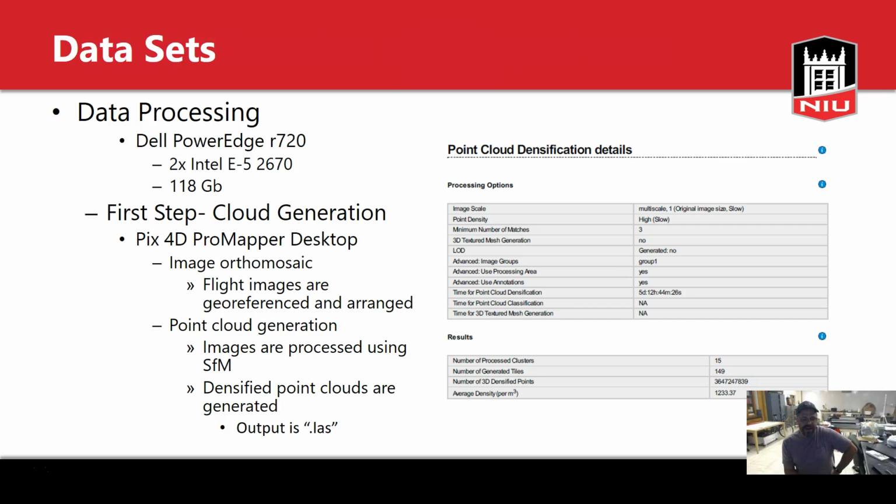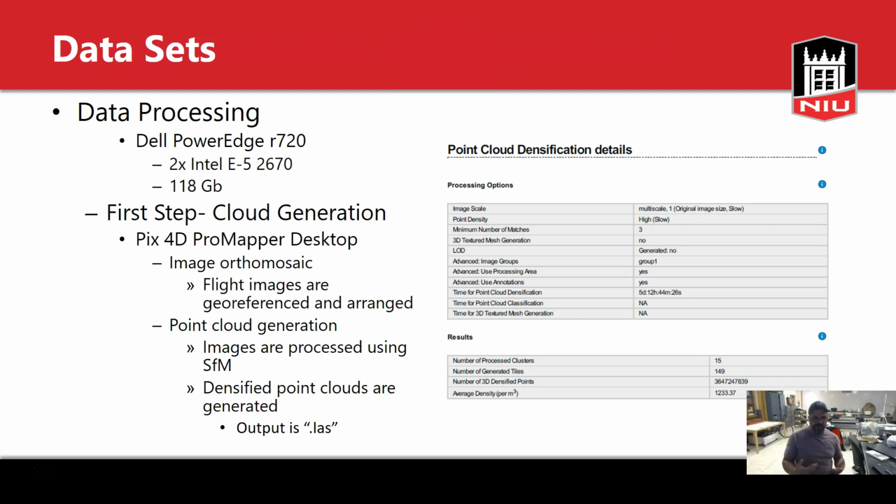For processing, I've been running on a Dell PowerEdge R720 server. It's running 2 Intel E5-2670 processors, and I'm running about 118 gigabytes of RAM on this. For cloud generation, the first step is we're using the Pix4D Pro Mapper software. It is a structure from motion software program that we have tested through various different sampling methods. We found this to be the best one for us.